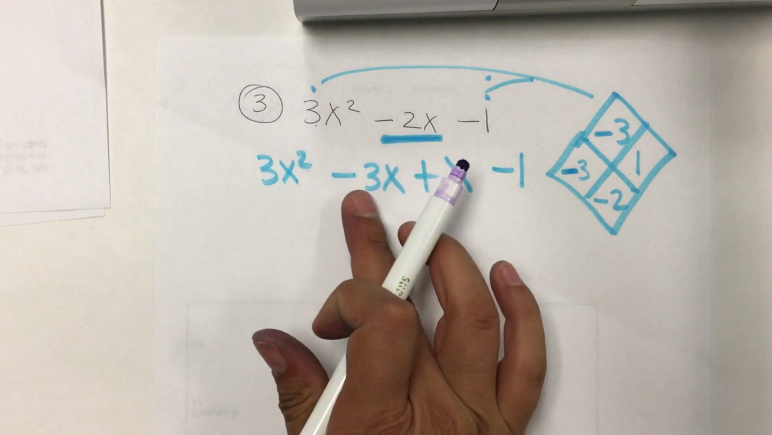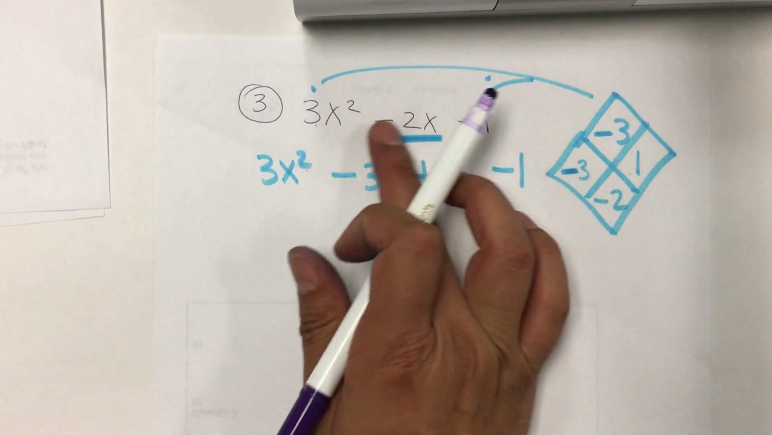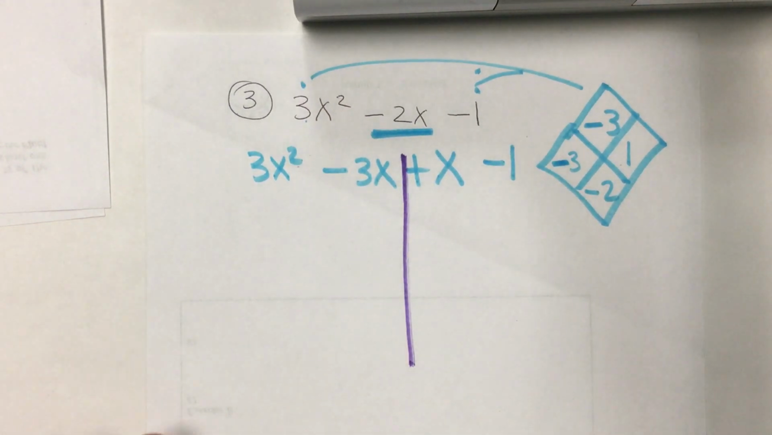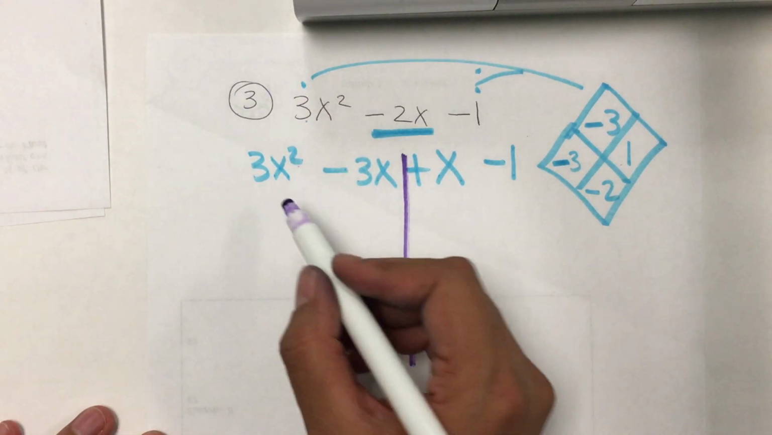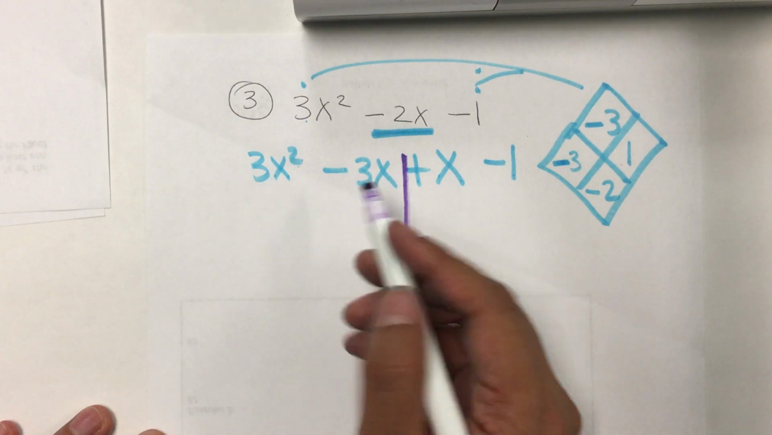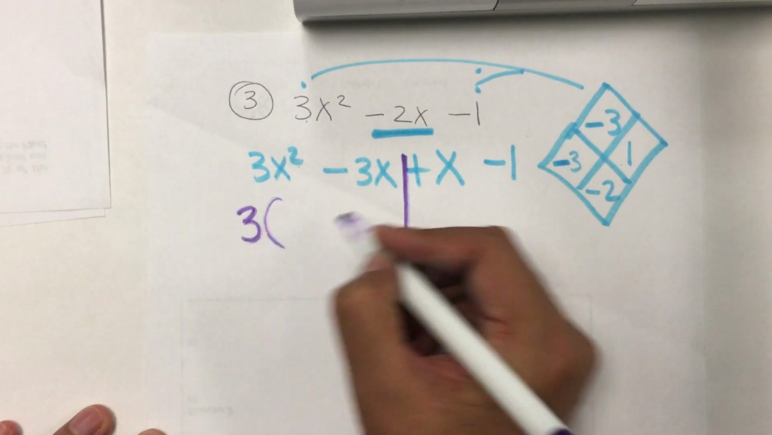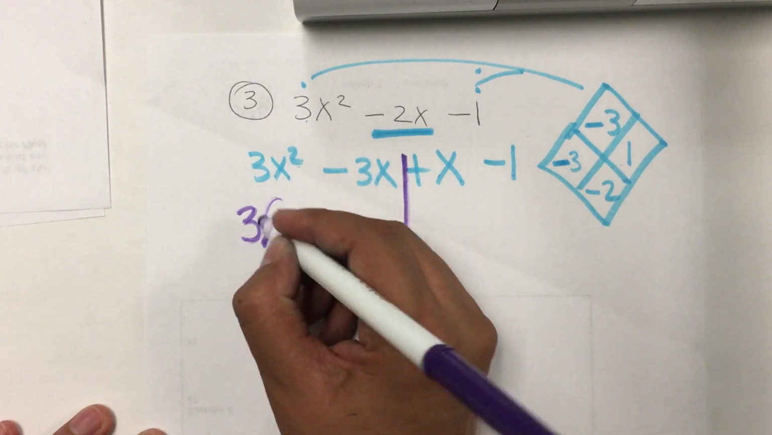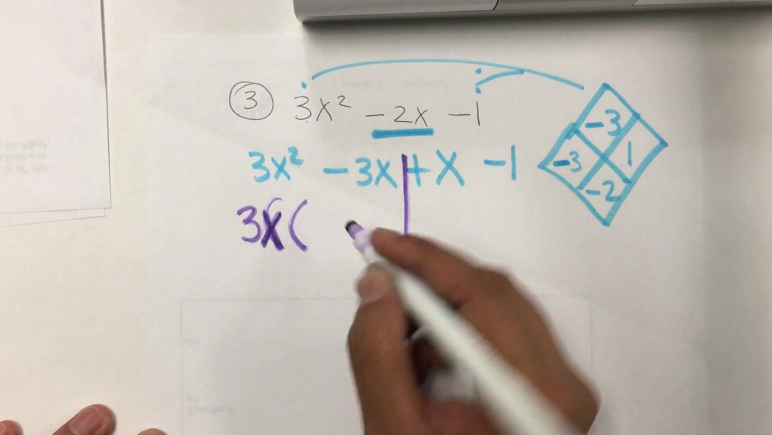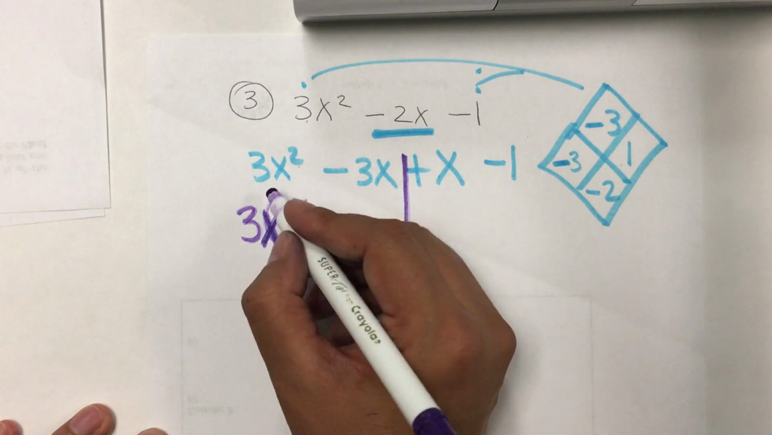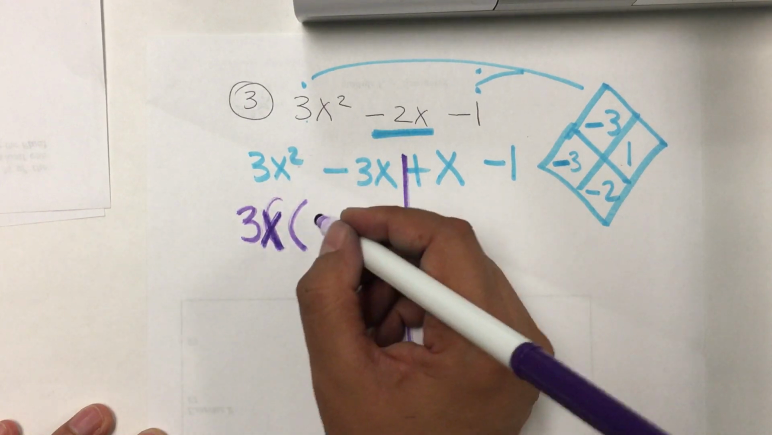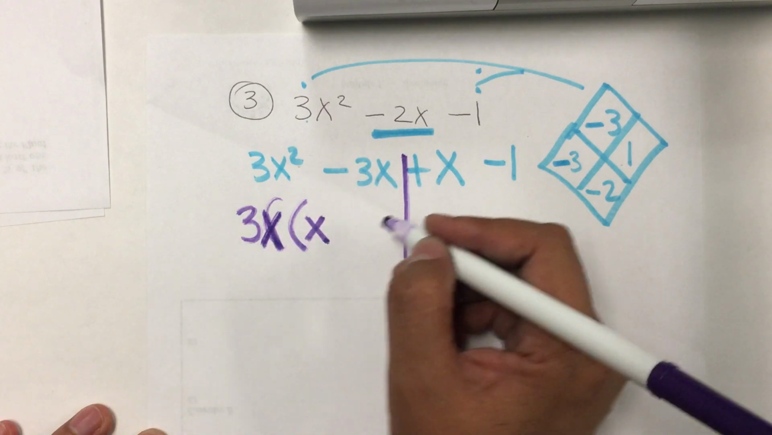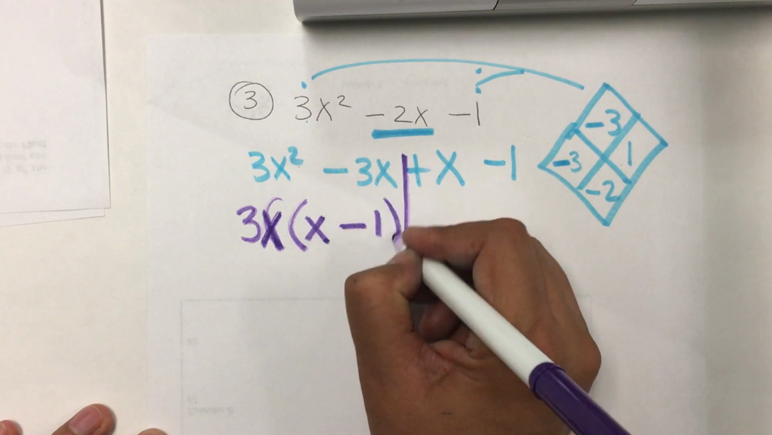Again, -3x and positive x is the same as -2x, okay? So nothing is changing, it just looks different. It's like grouping them. And so we look, what goes into both 3 and 3? 3. Oh, I forgot. What goes into x squared and x? X. Sorry about that. It's going to look a little messy, but that's 3x. And so 3x squared divided by 3x, x. -3x divided by 3x, -1.